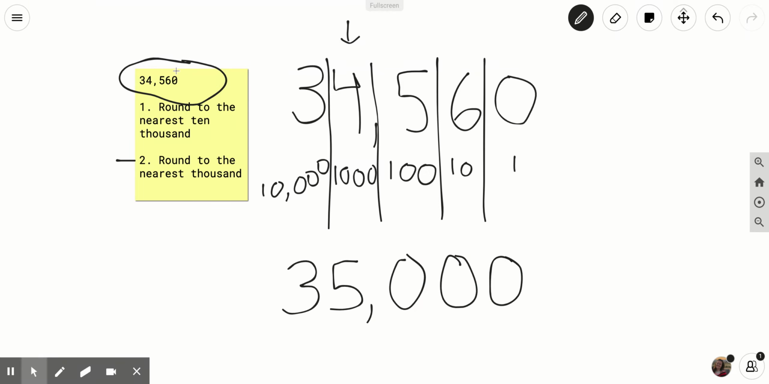So rounding 34,560 to the nearest 1,000 is 35,000. Rounding it to the nearest 10,000 was 30,000.